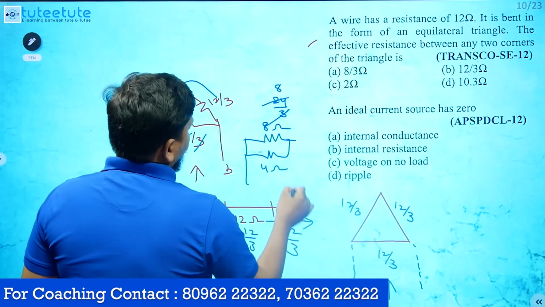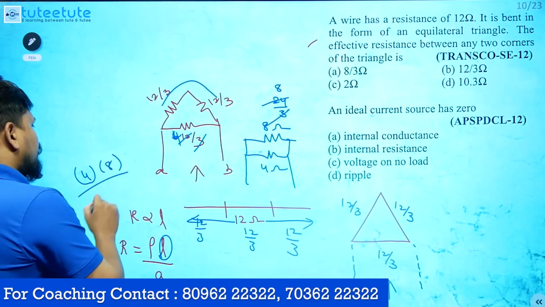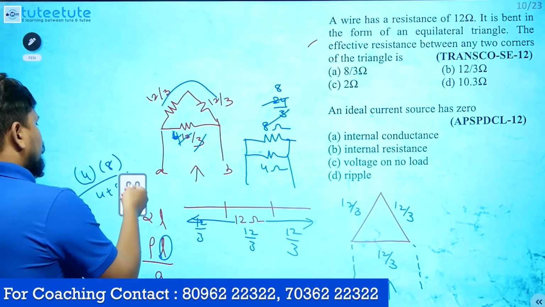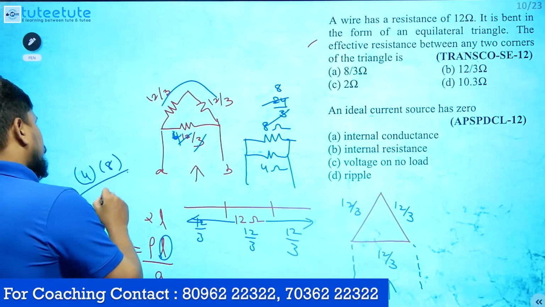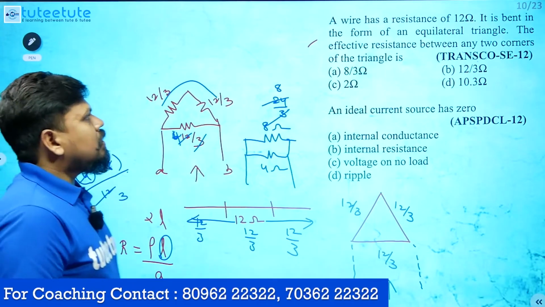Now between these two terminals you need 4 in parallel with 8, which means 4 into 8 divided by 4 plus 8. 4 plus 8 means 12 you will get, so in the denominator it is 12. Directly we can write down, 12, 4 ones, 4 3s. So 8 by 3 will be the answer for this question.